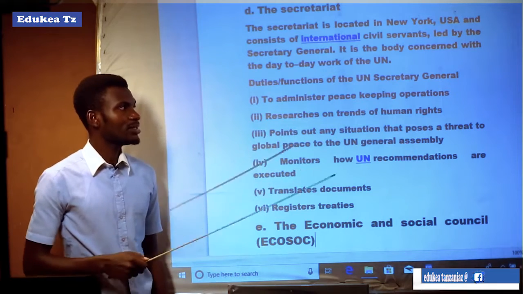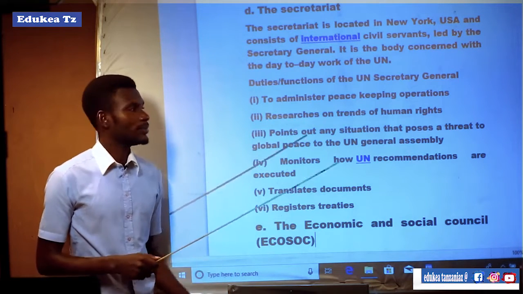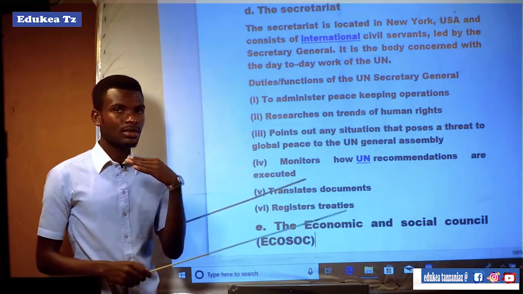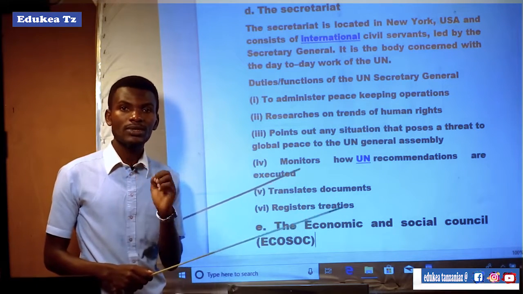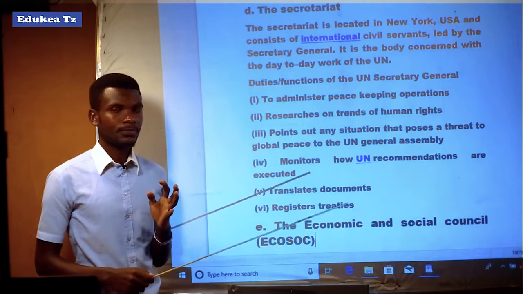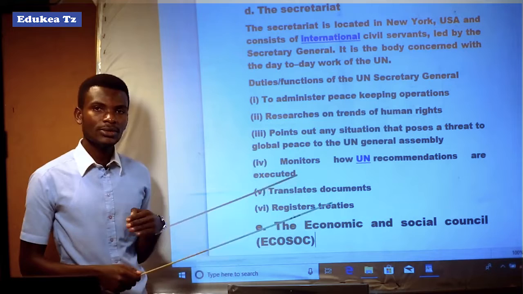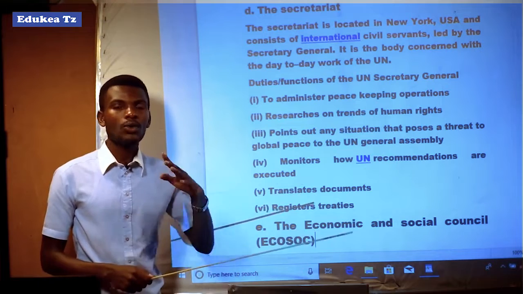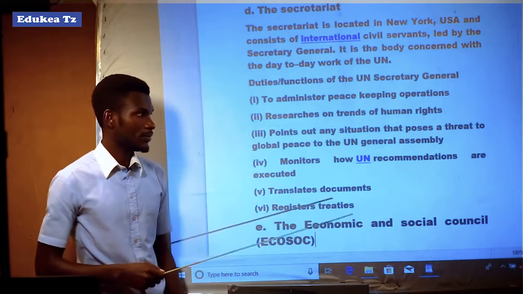Let us see the functions done by the UN Secretary General and its organ. To administer peacekeeping operations, it means that the Secretary General is there to administer the operations concerning peacekeeping. Another, it is research on trends of human rights, how human rights are provided to the people of the member states of the UN.